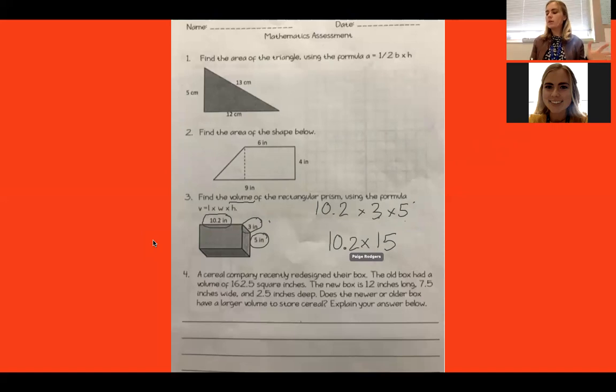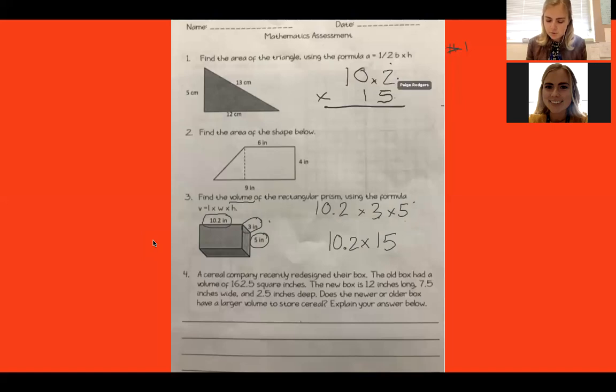If you have a calculator, you can use your calculator and find the answer, but let's just practice without a calculator. So 10.2 times 15. Remember, we count how many numbers are after the decimal point. There's one number after the decimal point. So my answer is going to have one number after the decimal point, and I'm just going to ignore the decimal now when I multiply.